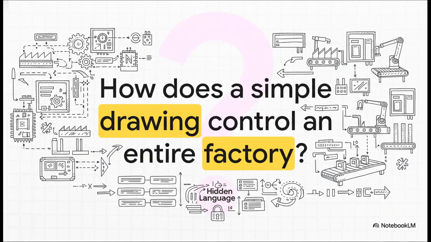So yeah, that's the big question, isn't it? How can a bunch of lines on a screen possibly contain enough intelligence to command the powerful, precise machinery of an entire factory? Well, the secret lies in a kind of hidden language, a whole system of logic and rules. And don't worry, we're going to break it all down step by step.